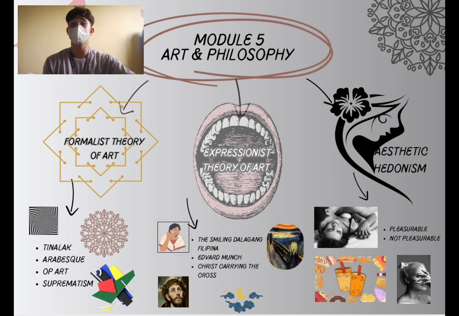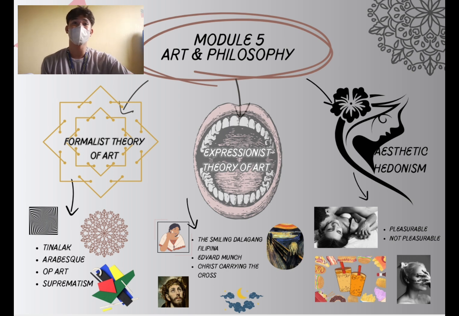So for the formalist theory of art, I have three examples. The first one is op art, or optical art. It's a style of visual art that uses optical illusion. Artwork under op art aims to manipulate the viewer's eyes to create the illusion of movement, vibration, popping out of patterns, or a three-dimensional effect from a two-dimensional image.